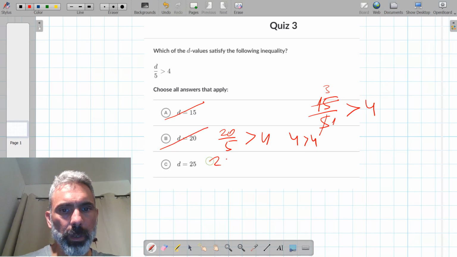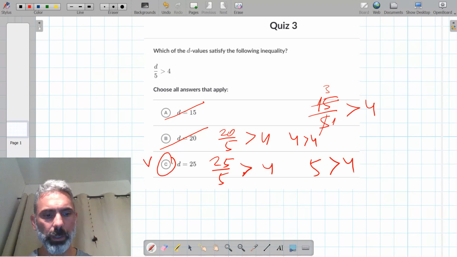25 divided by 5 has to be greater than 4. This is correct, because 25 divided by 5 is 5. 5 is indeed greater than 4, so C is the correct option.